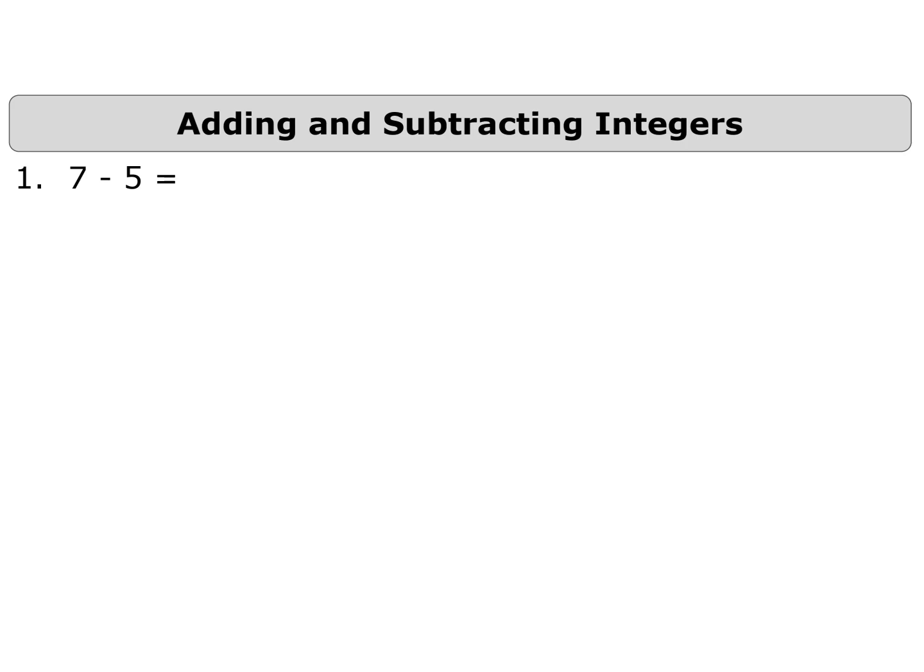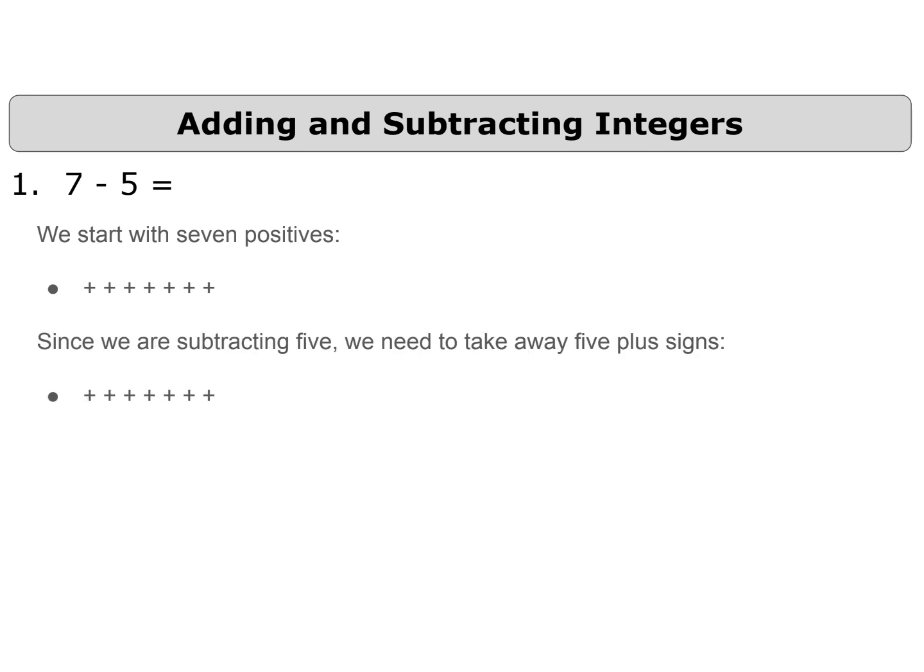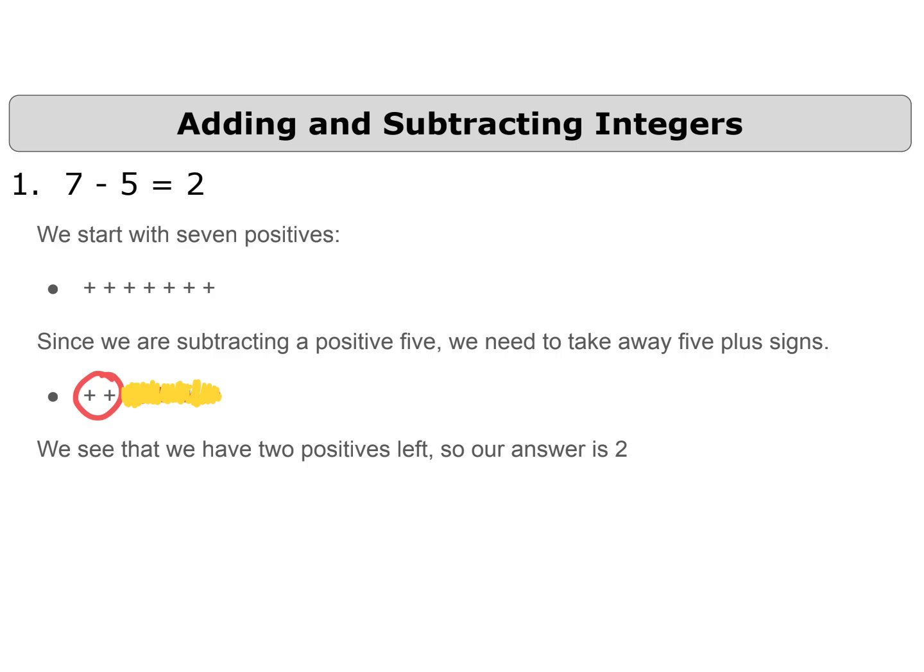Now let's look at subtracting integers. I know that 7 minus 5 is equal to 2, but again, let's lay a conceptual understanding for subtracting integers. When we have 7 minus 5, that means we have a positive 7 and we need to take away a positive 5. So we'll start with our 7 positives. And since we're subtracting, we're going to take away 5 positives. So our answer is going to be a positive 2.